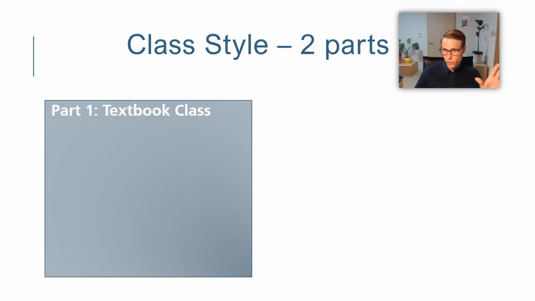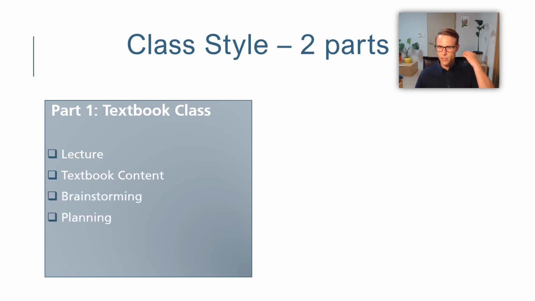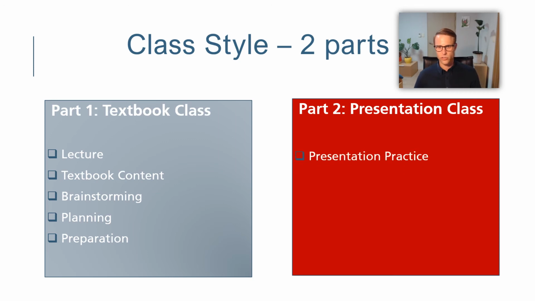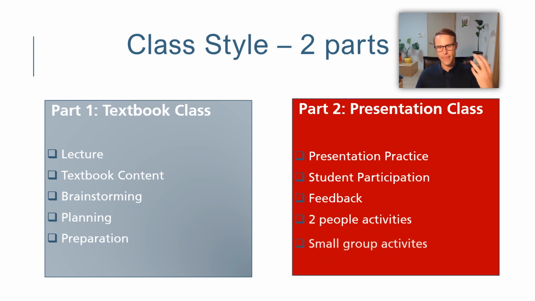So there'll be two parts to the class. All right, there'll be a textbook class. Okay, so part one is textbook class. We'll talk about the lecture, textbook content, brainstorming, which is thinking about ideas, planning, and preparation. The next part is going to be the presentation class. So that's going to be presentation practice, student interaction, participation, getting some feedback, activities, and those types of things. Okay, so there's two parts.